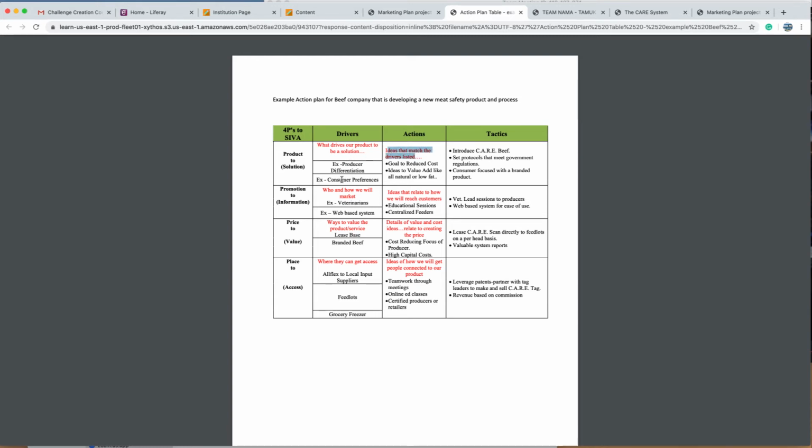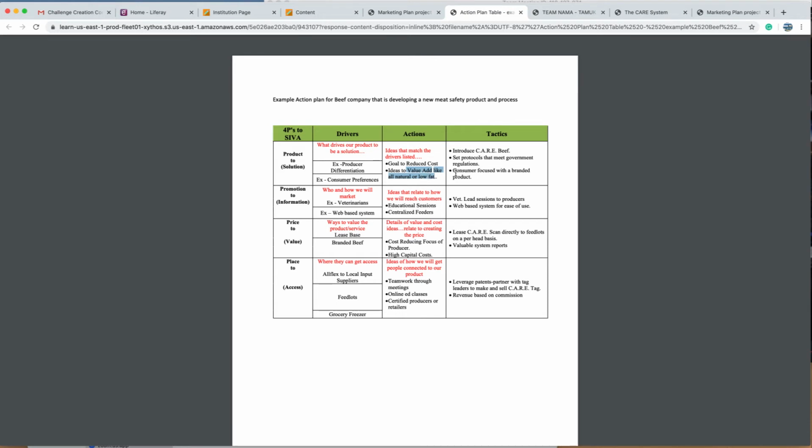So coming across here, if our product relates to consumer preferences, our goal is to reduce cost. Our ideas are to add value, like it's low fat, all natural, because we're going to appeal to those consumer preferences. So we talked in here about an example. What's a driver? It's going to enhance the demands of consumers or meet their needs. What are their needs? Those are the action items.